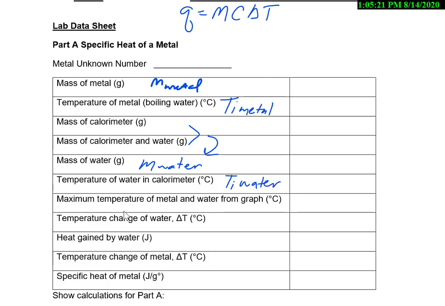Now here it says maximum temp of metal and water. So what's going to happen in the calorimeter is the hot metal is going to transfer its energy to the water. And they are at some point going to plateau at the same temperature when they equal each other. So this right here is actually the final temperature of metal and of the water.